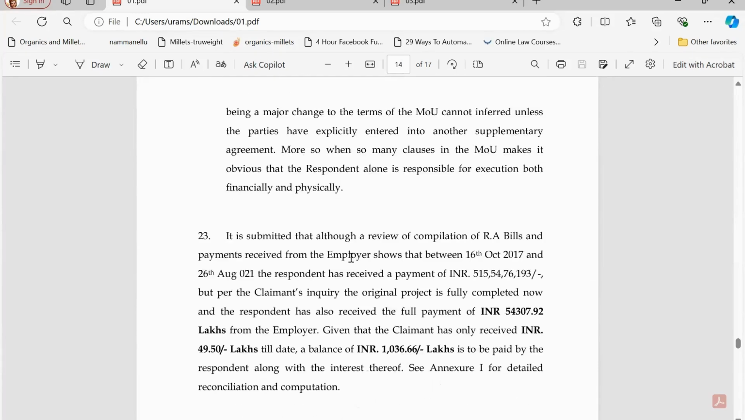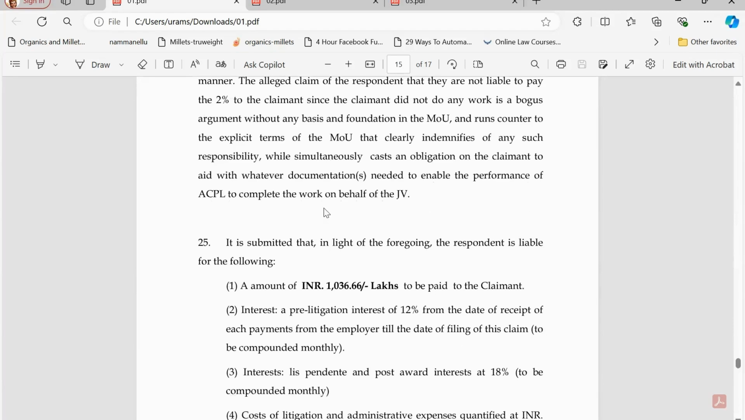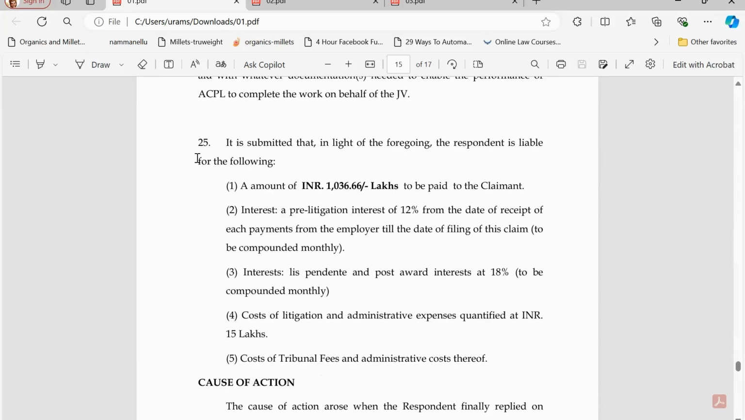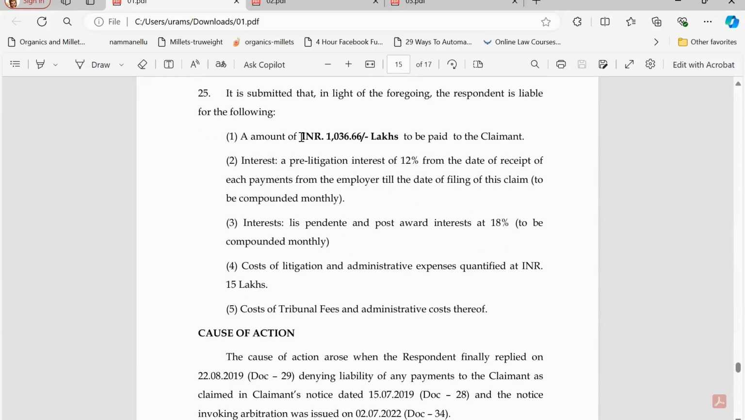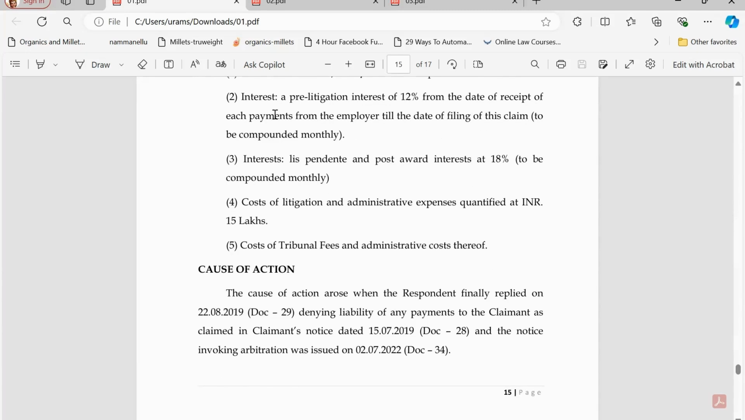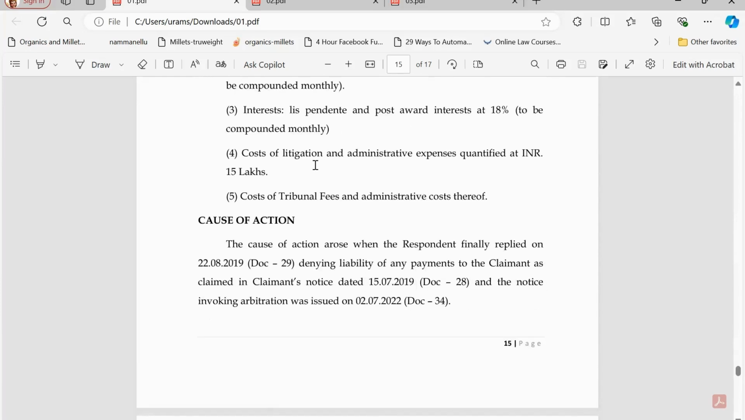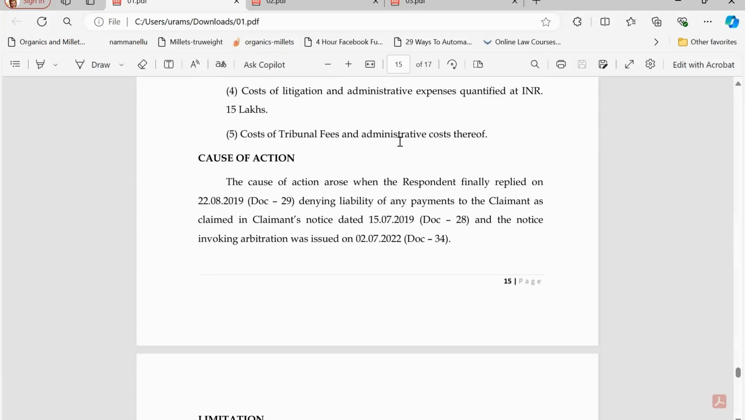So the facts go on. In this case, it is purely based on a contractual dispute, so it is not needed for the parties to refer to precedents or statutes. Hence it is not mentioned. So the factual matrix ends here, and the relief and damages claimed by the parties start at point 25, wherein they have asked for about 1036 lakhs to be paid, and they have mentioned interest, the cost of other expenses, and cost of tribunal fees, etc.